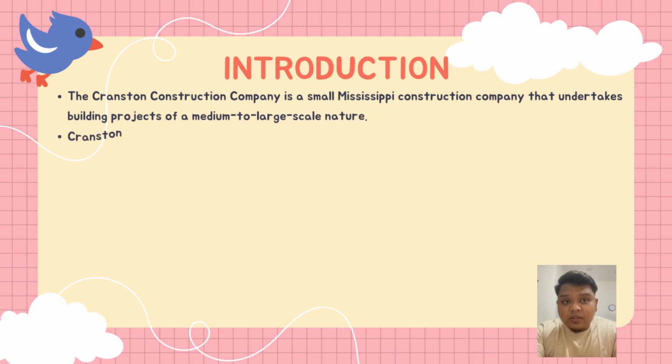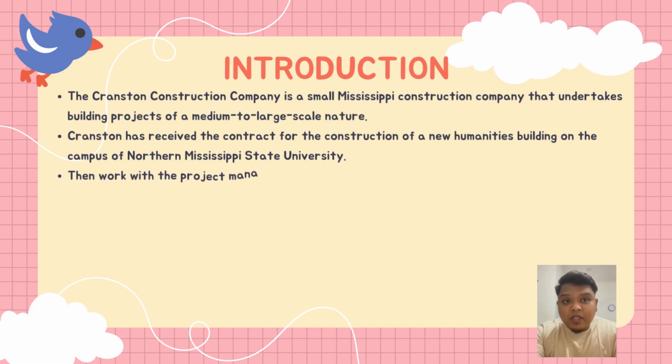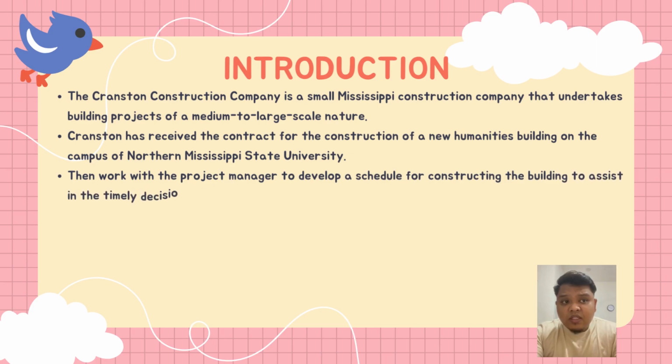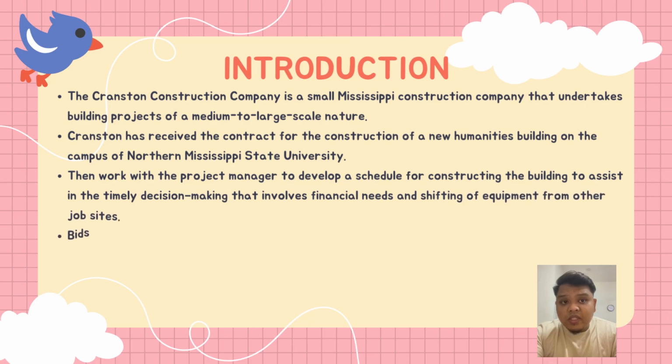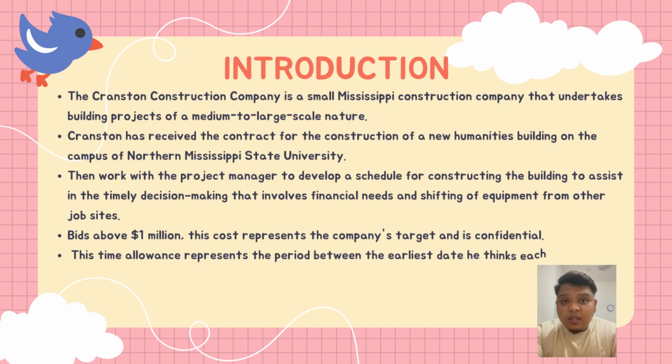Okay. The Cranston Construction Company is a small Mississippi construction company that undertakes building projects of a medium to large scale nature. Cranston has received the contract for the construction of a new humanities building on the campus of Mississippi State University. Okay, then works with the project manager to develop a schedule for constructing the building to assist in the timely decision making that involves financial needs, shifting of equipment from other job sites.